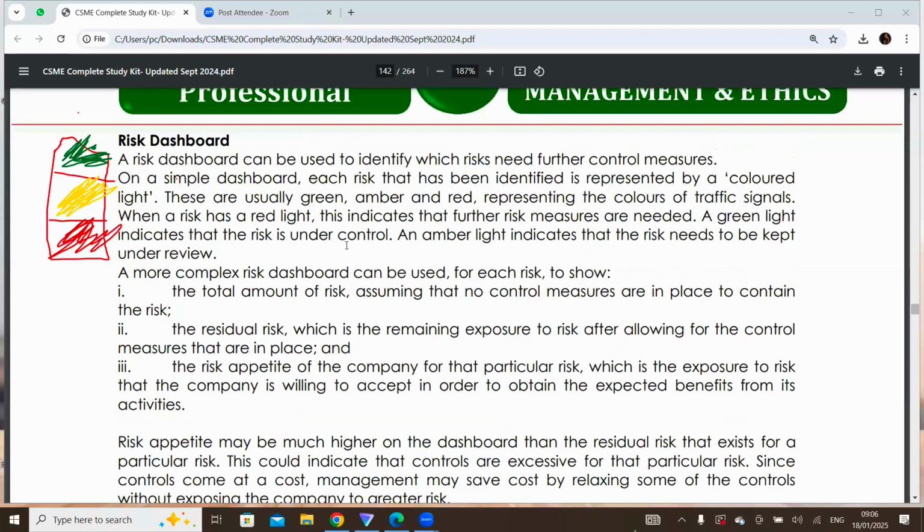So one of the ways that we can assess our risks is basically using a risk dashboard. So it's like a traffic light, like we have just read. Green means that the risk is under control. Amber means that it is kept under review, and a red risk is that, oh, there's a lot of risk, right? So they said that a more complex one would show you the amount of risk assuming no control is in place, and the residual risk, after they've tried to mitigate it, what exactly is left.